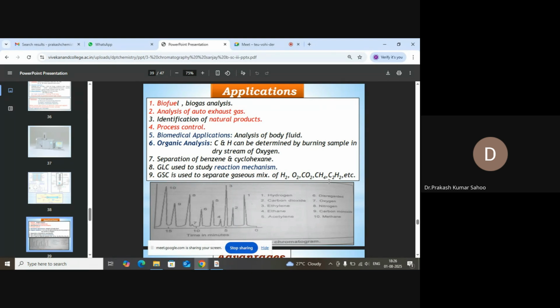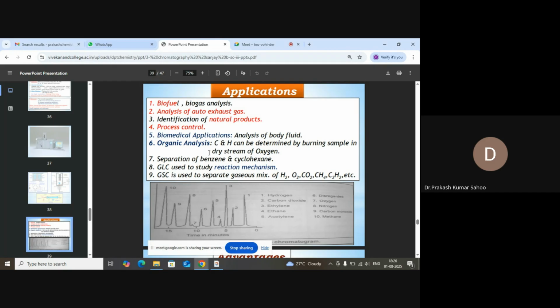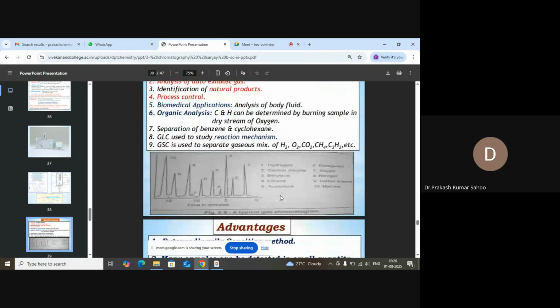GLC is used to study reaction mechanisms. GSC is used to separate gases, which are hydrogen, oxygen, carbon dioxide, CH4 (methane), and acetylene, etc. So this is a chromatogram in which 10 components get separated with time.